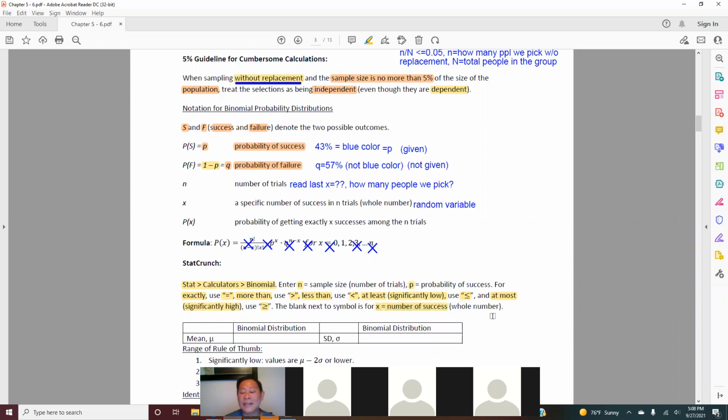X in this case is the number of successes. Remember last time we asked for 1 as significantly low, so that 1 is your X in this case. Or sometimes I ask exactly 3, so 3 will be your X. And make sure this X must be a whole number. This is very, very important that I highlight here, because this is something you need to know.